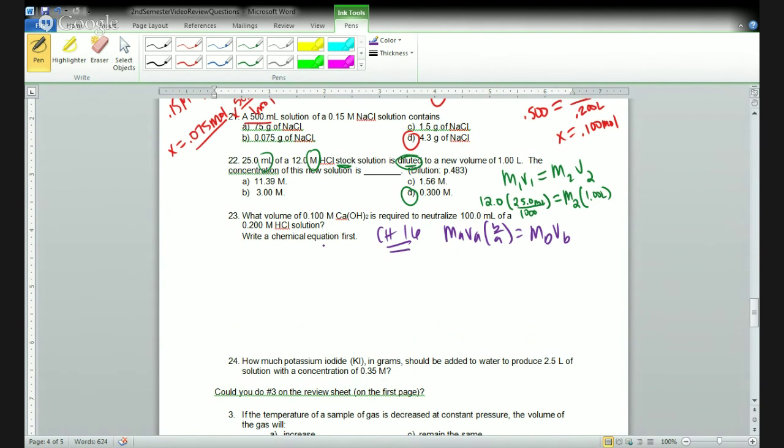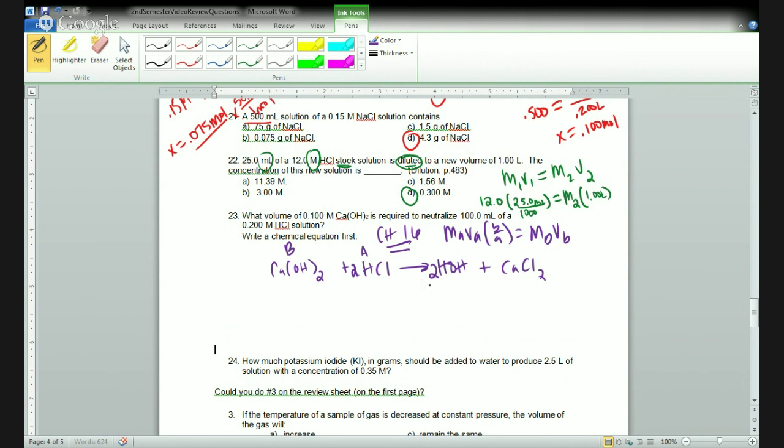So the first thing we have to do is write a chemical equation. I've got Ca(OH)2, which is my base, and I know it's my base because it has OH in it. It's neutralizing HCl. I know this is my acid because it's got an H in front, and we're going to do double replacement. So my H is going to go with my OH to make water, and my Ca is going to go with my Cl. Now I know my compound is CaCl2 because Ca is plus 2, Cl is minus 1, so I need 2 of them to make my total charge 0. So I can go back and balance by putting a 2 here and a 2 here.